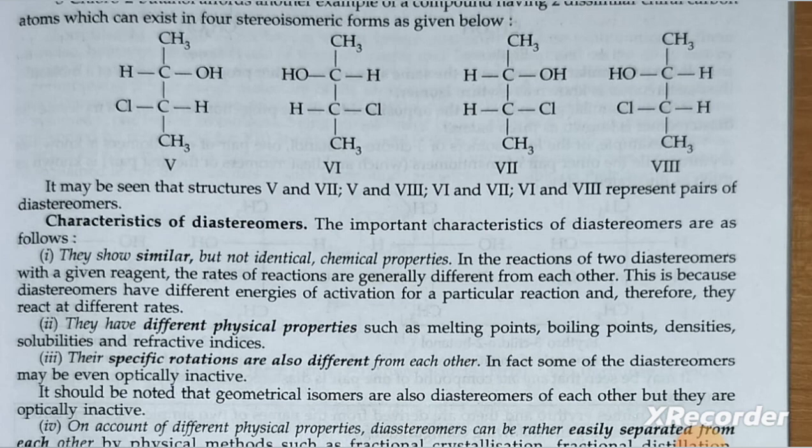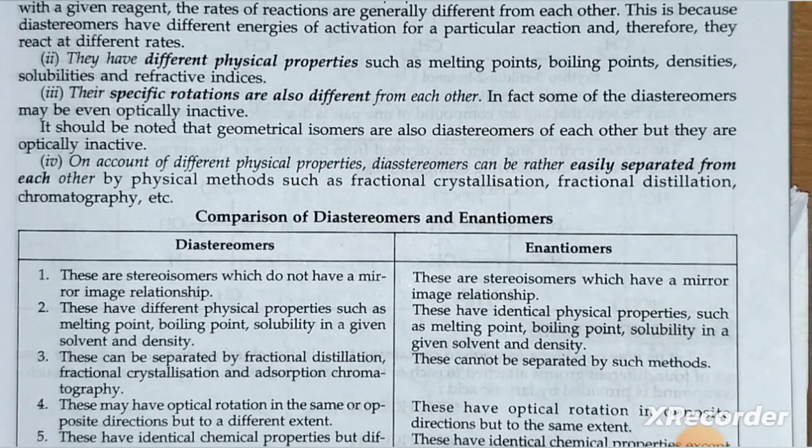In fact, some of the diastereomers may even be optically inactive. It should be noted that geometrical isomers are also diastereomers of each other, but they are optically inactive. Fourth, on account of different physical properties, diastereomers can rather easily be separated from each other by physical methods such as fractional crystallization, fractional distillation, chromatography, etc.